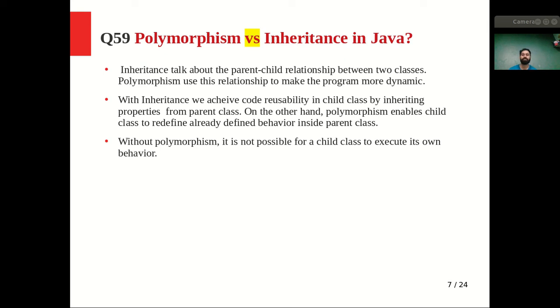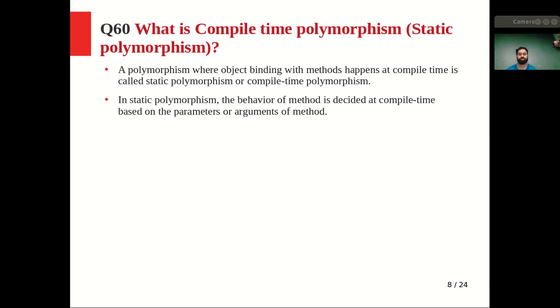The third point is that without polymorphism, it is not possible for a child class to execute its own behavior, right? So polymorphism is important because without it, it is not possible for a child class to execute its own behavior. This is the point for polymorphism and inheritance. Basically we can say that polymorphism uses the inheritance concept, right? So this is all about polymorphism versus inheritance. Now let's move to the next question: what is compile time polymorphism or static polymorphism? As we have discussed, there are two types of polymorphism in Java.